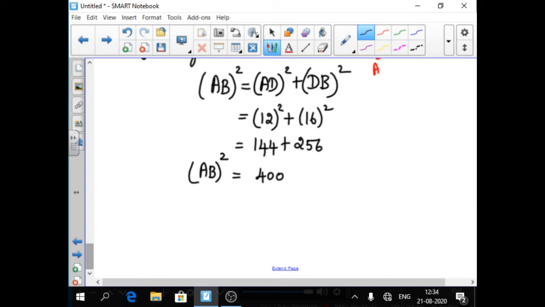But we need only AB. AB is what we need. So to cancel the square, what can we do?